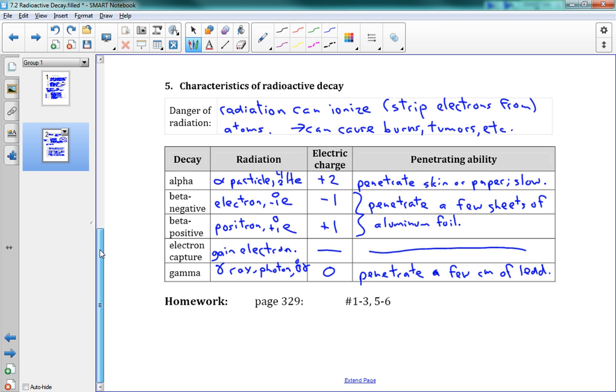So those are the different types of radiation. Those are why they're important, and those are how it works.